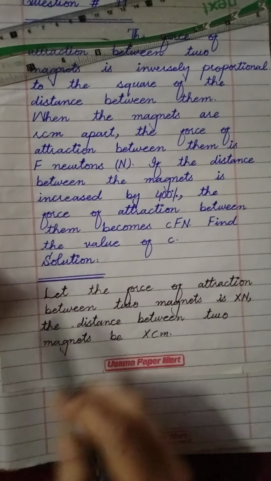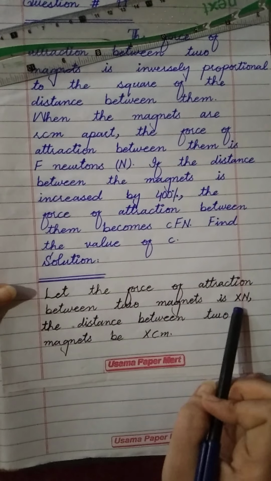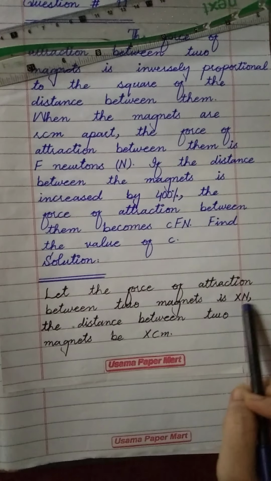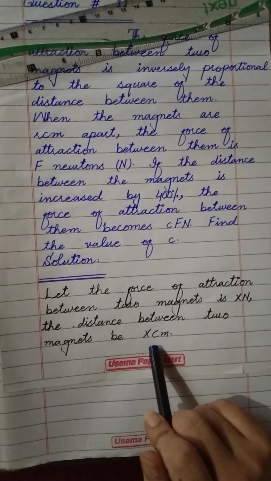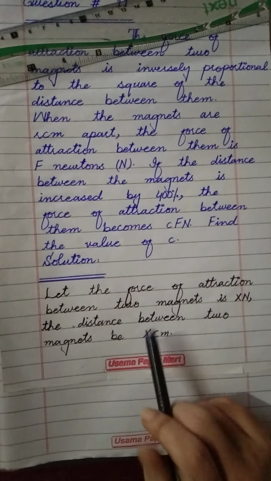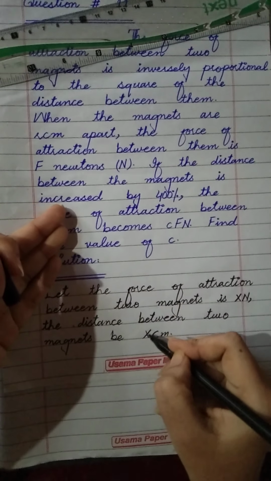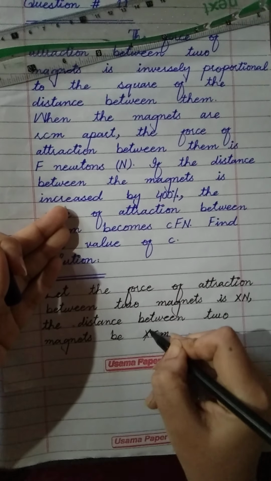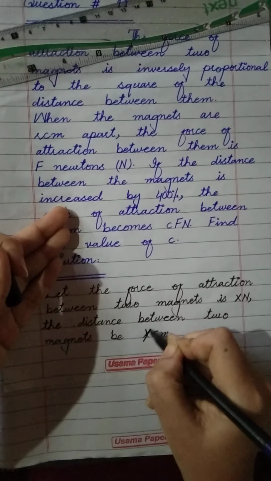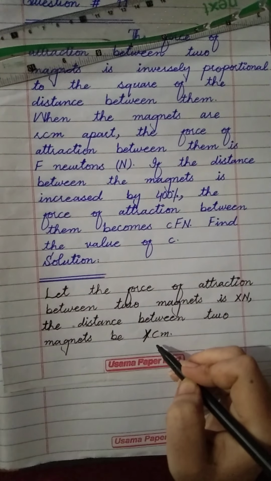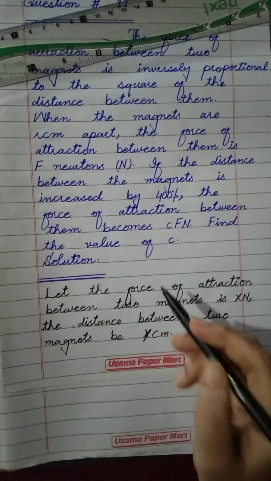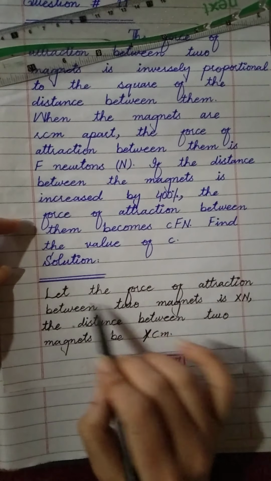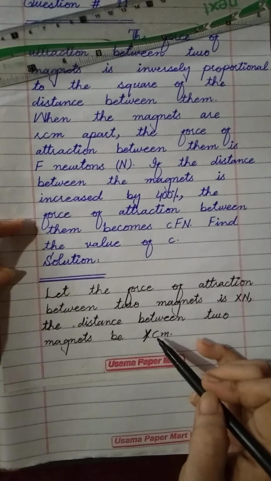Yes, students, let the force of attraction between two magnets be x N. N means Newton because force is always in Newton, and the distance between the two magnets be y cm. CM means centimeter. Distance is always in centimeter because it's also given here in centimeter. So we have let these both by ourselves.